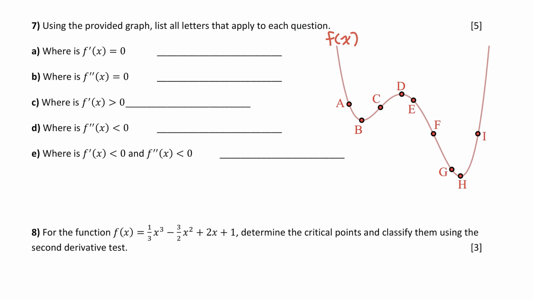Question 7 says, using the graph provided, list all letters that apply to each question. And notice this graph that's being provided is the graph of f of x. Part A says, where is f prime of x equal to 0? That means where does f of x have a slope of 0?